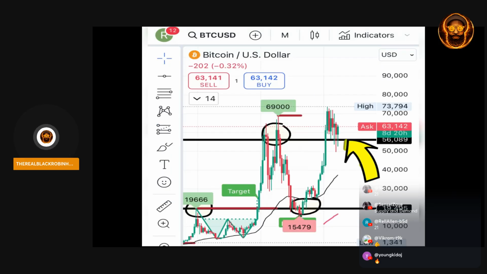This was Bitcoin, and I did a class on this in real time. So when I was looking at Bitcoin in real time, right? Bitcoin, the highest point Bitcoin had ever gone to was 73K, right? It went to 73K and then it retraced with pin bars here, right?